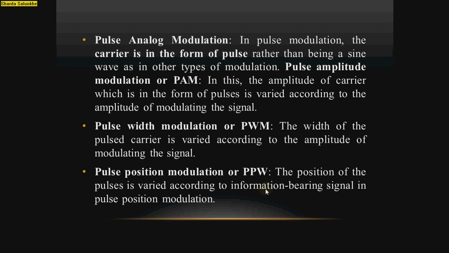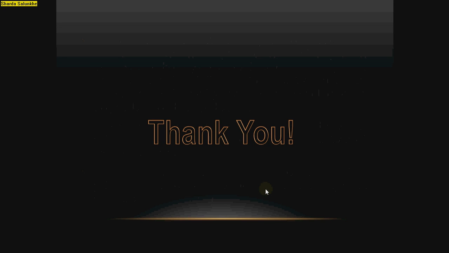The width of the pulsed carrier. Here the carrier is a pulsed signal. So the width of the pulsed carrier is varied according to the amplitude of the modulating signal. Next one is pulse position modulation, PPM. That is, the position of the pulse is varied according to the information bearing signal in pulse position modulation.